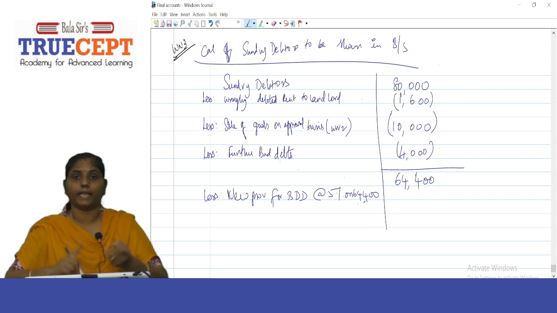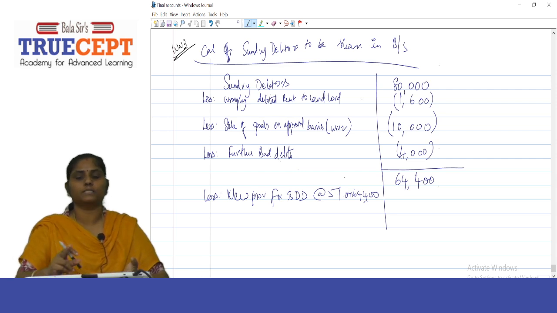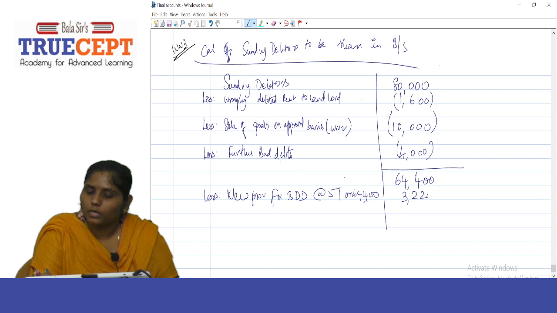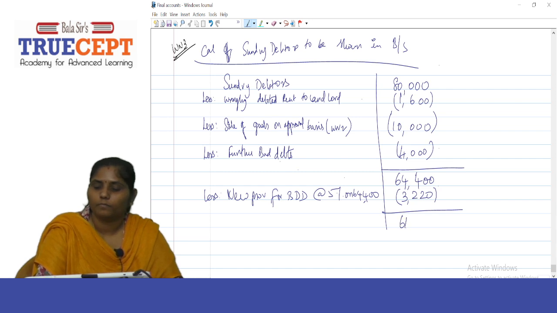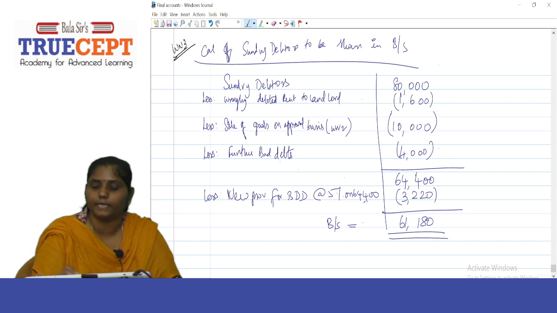Remember, always create provision on the amount that is due from your customer. The amount due is 64,400, therefore on that you calculate 5%. How much do you get? 3,220 rupees is the new provision. You subtract that from 64,400. That is the value of debtors you are supposed to show in your balance sheet. How much? 61,180. 61,180 rupees is the balance sheet value of debtors.